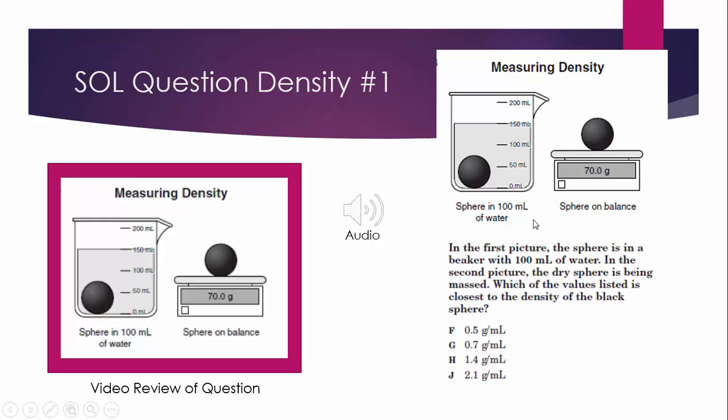Now you have enough information to plug into the equation. Density equals mass divided by volume. You would take 70 divided by 50, and that will give you your answer of H, 1.4 grams per milliliter.